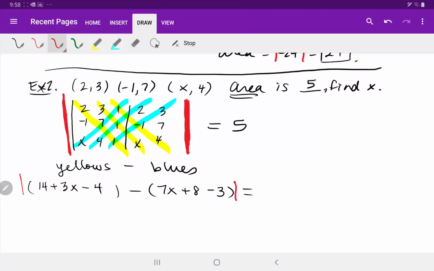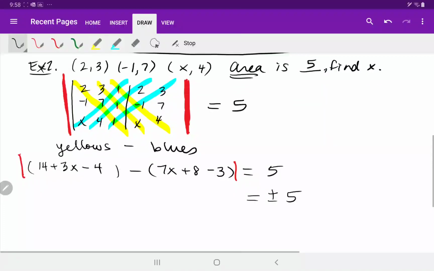Now, that still has an absolute value technically, and that equals 5. So really, you're going to get that this is plus or minus 5, which is very interesting. So you actually have 2 equations, because if it was positive 5, it would give you an area of 5, or if it was negative 5, it would also give you an area of 5.